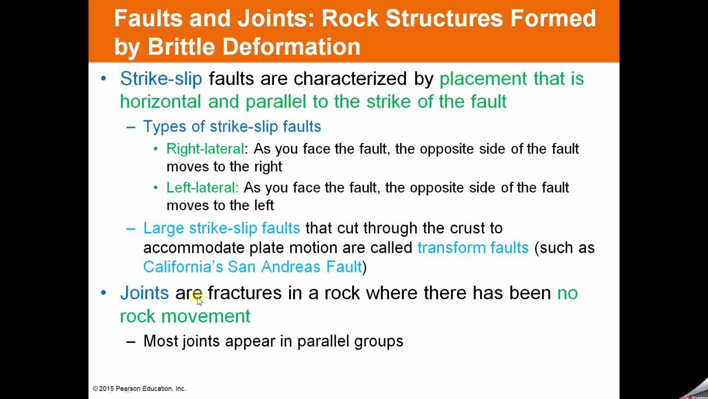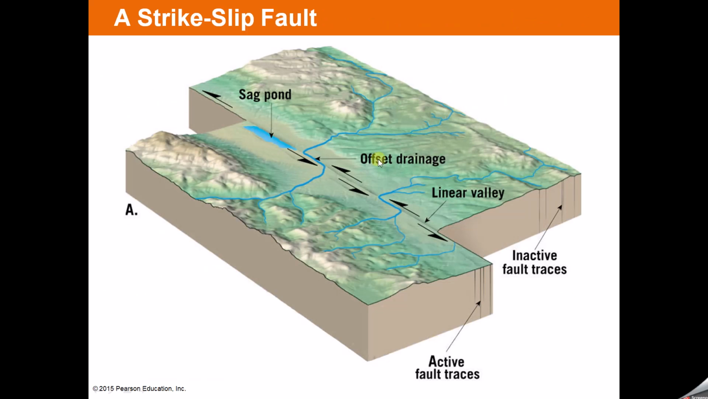And we have joints. Joints are fractures in a rock where there has been no rock movement. So the difference between a fault and a joint is that a joint has no movement, just breakage in the rock without movement. And most joints appear in parallel grooves. So let's look at the strike slip faults. So the rocks moving along the strike of the fault. And as we said, we have left lateral and right lateral.